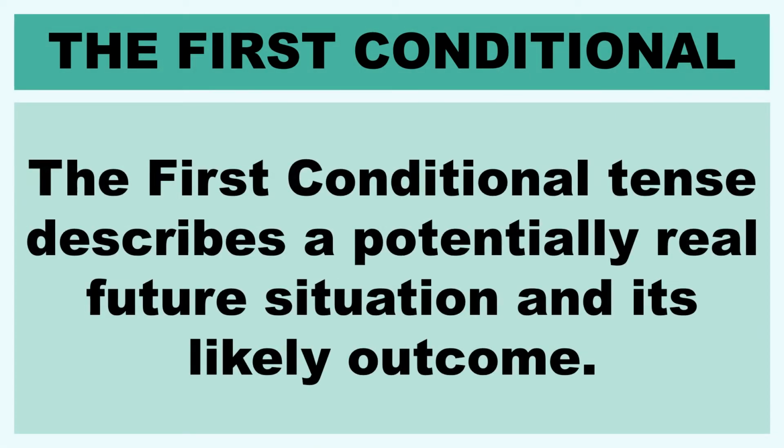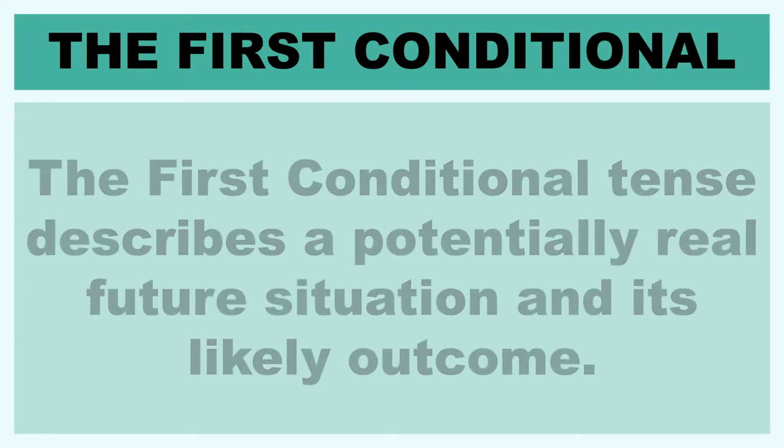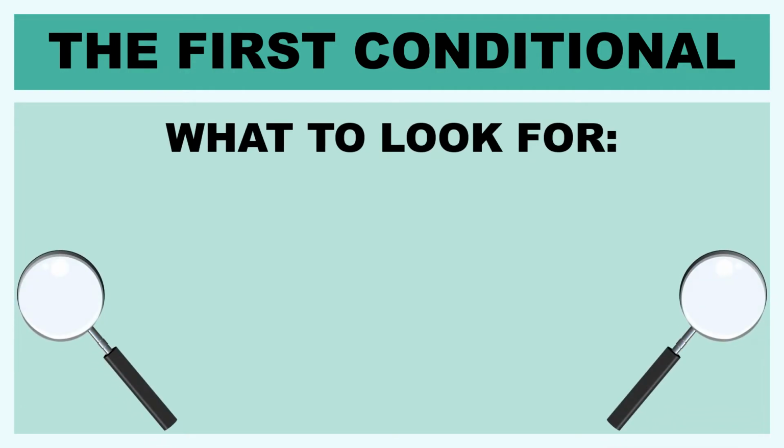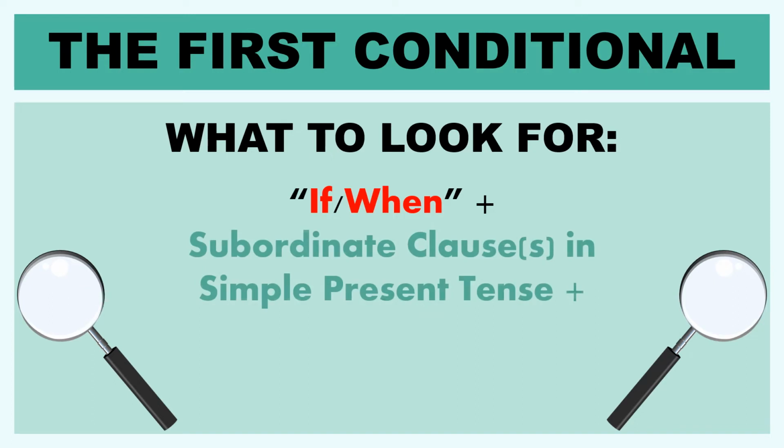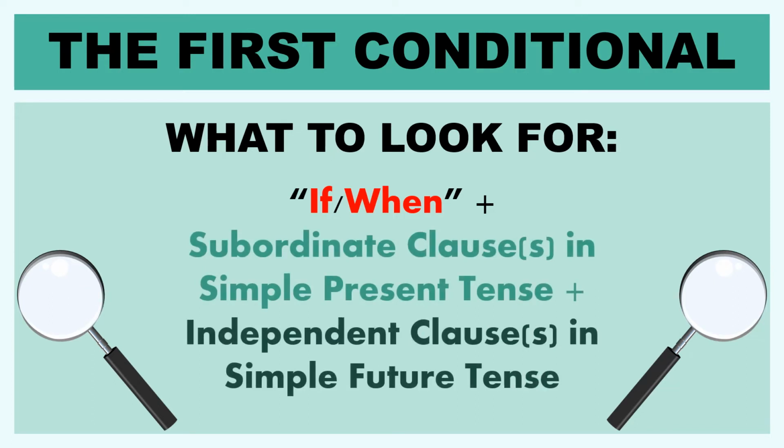The first conditional tense describes a potentially real future situation and its likely outcome. What to look for in this context? Our subordinate element, beginning with if or when, a subordinate clause in simple present tense, and an independent clause in simple future tense. Both of them will remain simple, even though one is in the present and the other is in the future.